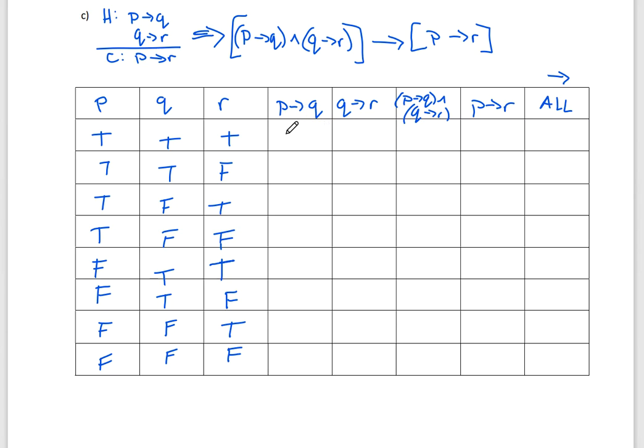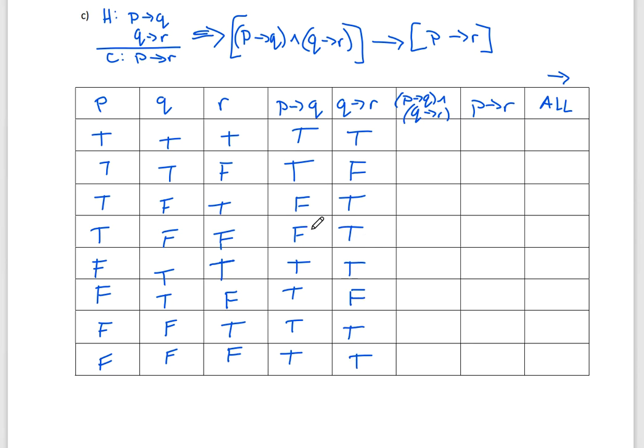P implies Q, so again, this is where I recommend using your fingers, going down through the row and saying them out loud as you go through them. True implies true, gives me true. True implies true, gives me true. True implies false, gives me false. True implies false, gives me false. And then I have false all the way down, so false is going to give me true, right? When I start with a false, it's going to be true for my conditional. Then Q implies R. So true implies true is good, true implies false is bad, false implies true is okay, false implies false is okay. True implies true, true implies false, false implies true, and false implies false.